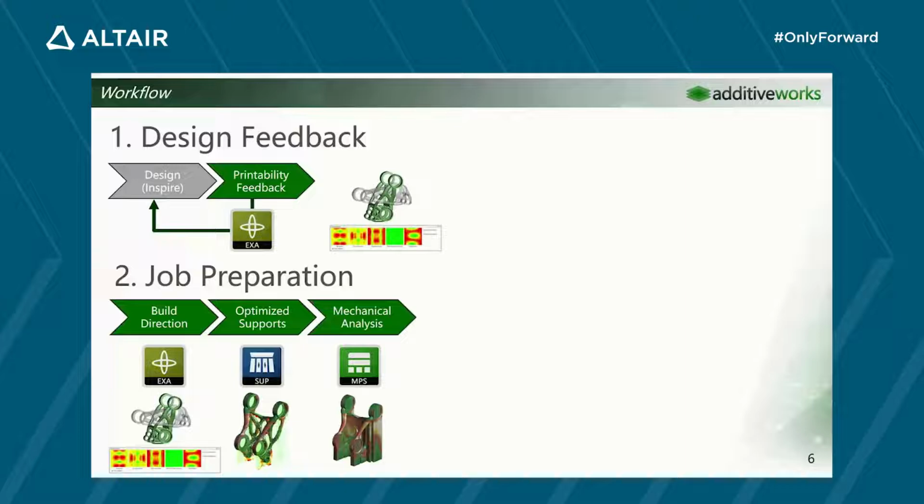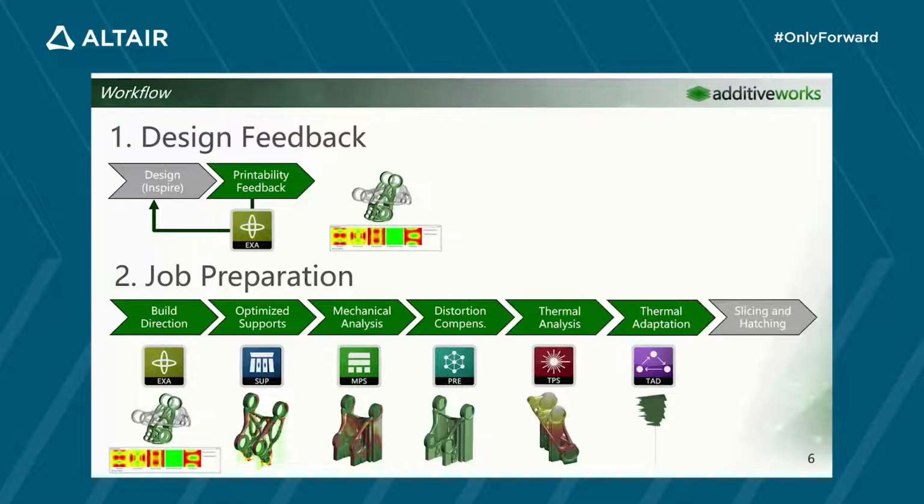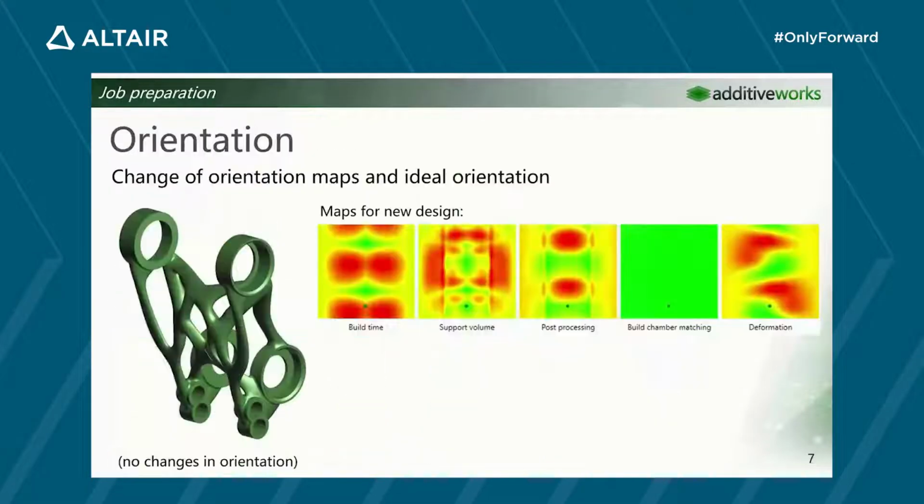We run a mechanical analysis to predict the printability, and we compensate the deformation using the pre-deformation module afterwards to have a really near net shape part. Once the build job is finally set up, we run a thermal simulation to prove thermal stability, and we can do a thermal adaptation. And then it can be sliced, hatched, and sent to the machine.